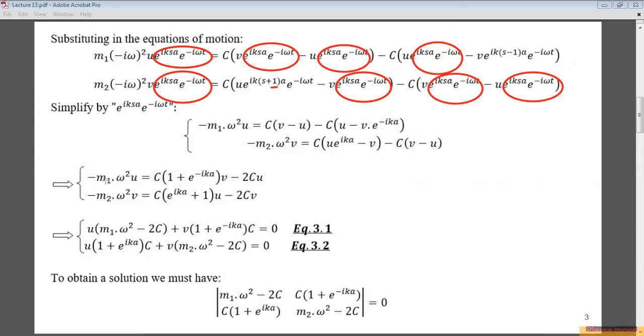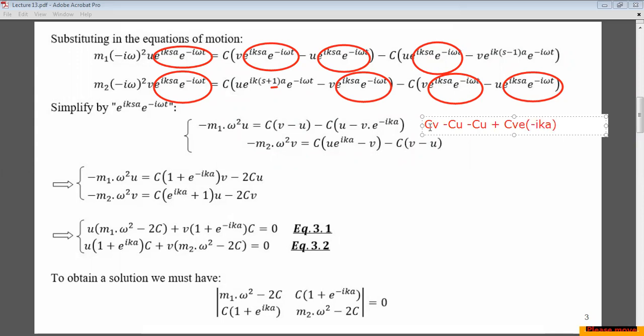So I will have minus M1 omega square U, and this is equal to C. If I take C as common, I will have C into (1 plus e^(minus ika)) times V minus 2CU. So what did I do here? I just took out the brackets. I have CV minus CU minus CU plus CV e to the minus ika.